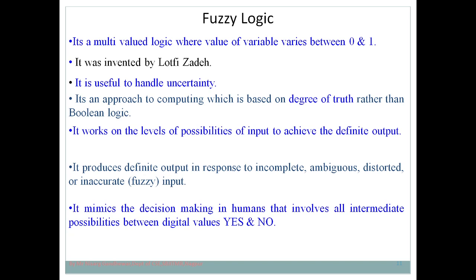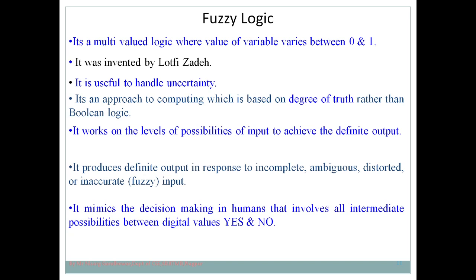Now let's discuss all this. So what we can say, fuzzy logic is a multi-value logic. Why are you saying it is a multi-value logic? Because the value of fuzzy logic varies between 0 and 1. Suppose you are using Boolean logic, then there are only two possibilities, either 0 or 1. But suppose you want a value between 0 and 1, then you should go for fuzzy logic, because fuzzy logic is a multi-valued logic whose value varies between 0 and 1. Fuzzy logic is a concept which was invented by Lotfi Zadeh.